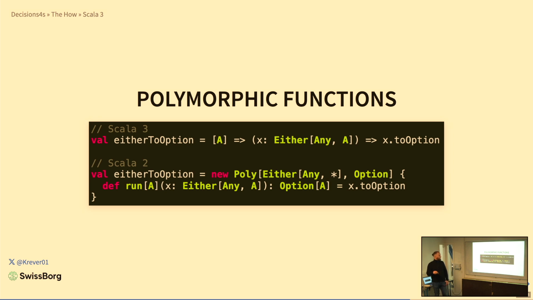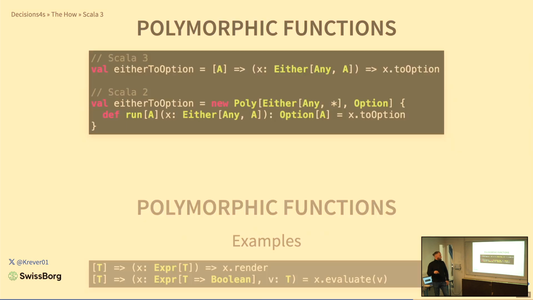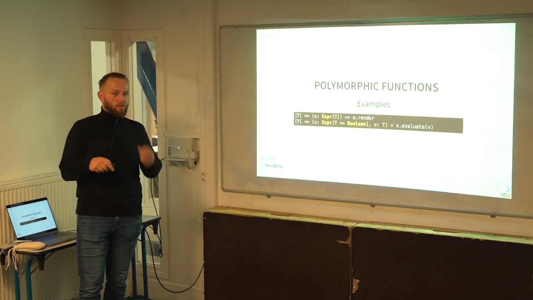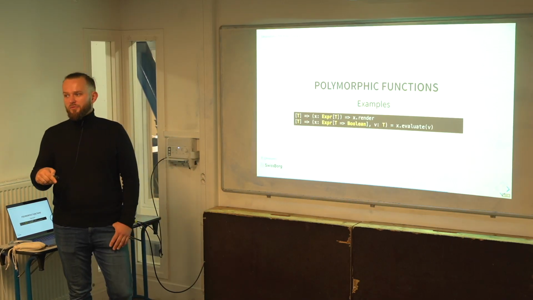Okay. So that's how you use it in Scala 3. You can just write a literal and call toOption. I already told you how it's used more or less in Decisions4s. Render, evaluate, all of that are polymorphic functions.